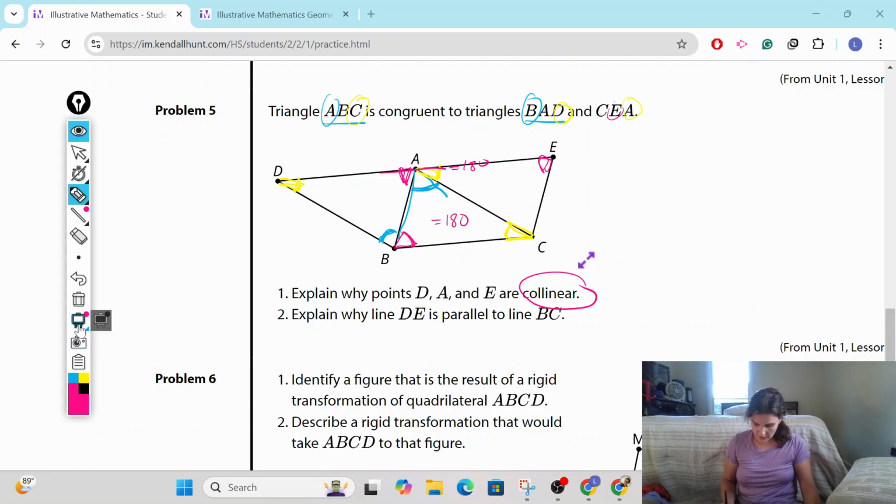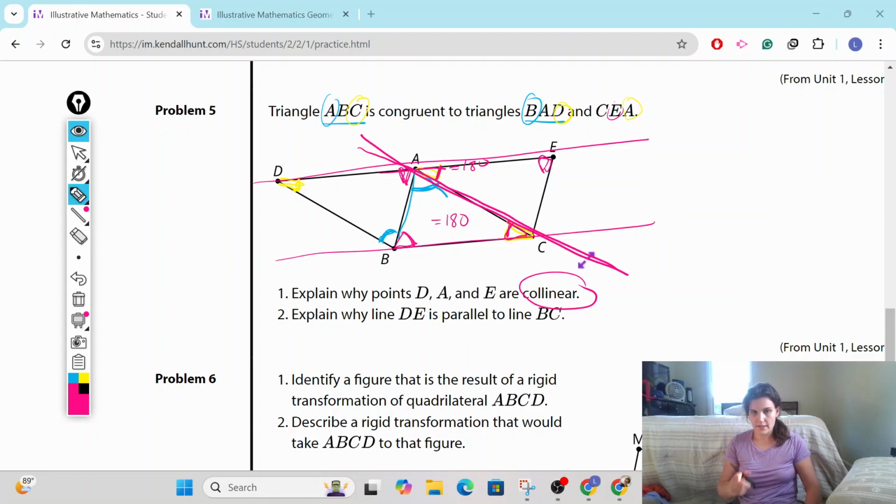Now, how do we know that DE is parallel to line BC? Well, if we take this line right here, and be careful here, we see this guy and this guy are congruent, and they are alternate interior angles. And if our alternate interior angles are congruent, we can conclude these lines are parallel. And we're done. Make sure not to use this line because that angle and that angle aren't made by the parallel line, so that angle's not going to work. Which is why I chose this one, because it's the transversal and the parallel line.